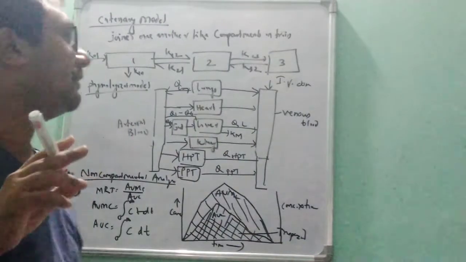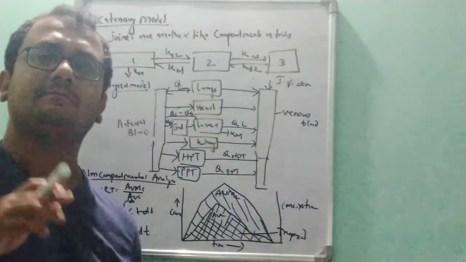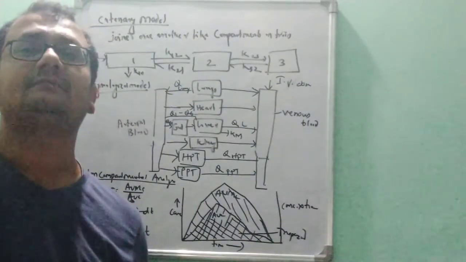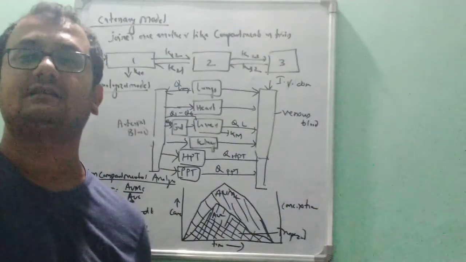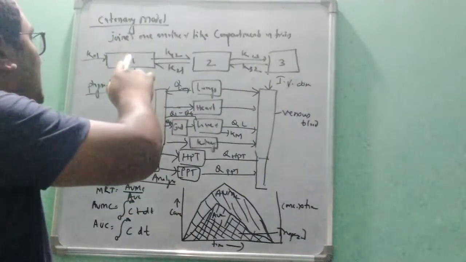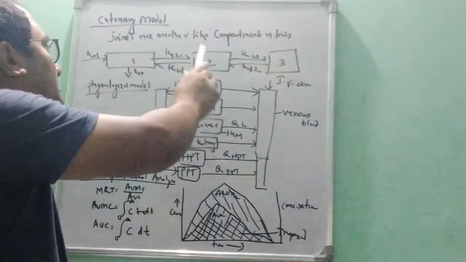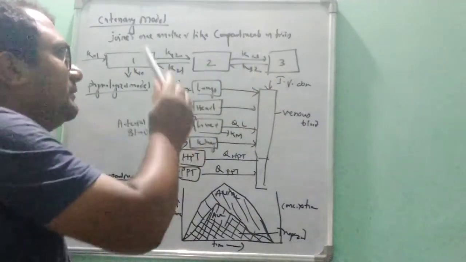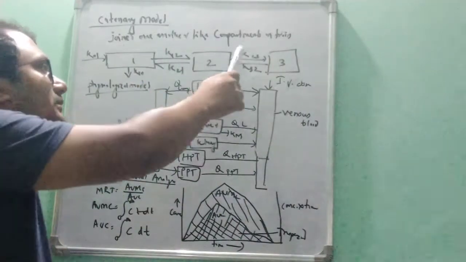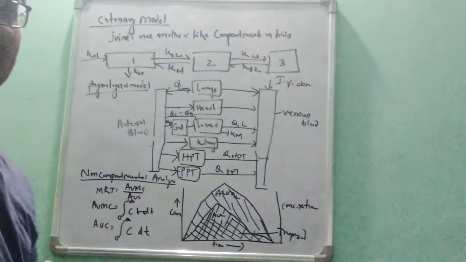This quaternary model is similar to the mammillary model, but the compartments are connected in series, each compartment joined with the next like a train. Here you can see an example with three compartments. Compartment 1 is joined with 2, and 2 is joined with 3. The rate constants are given as k12, k21, k23, k32, meaning each compartment is joined with the next.